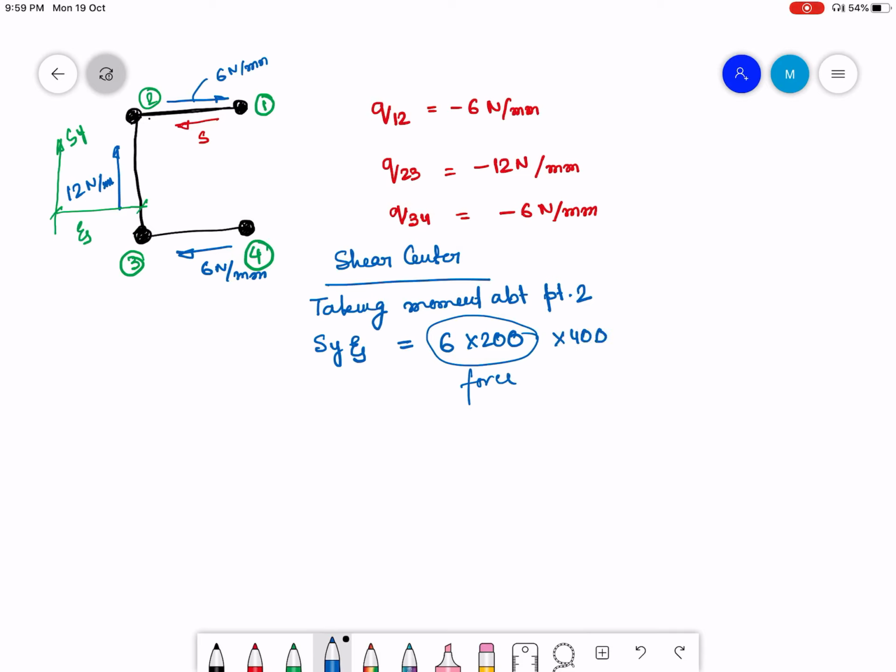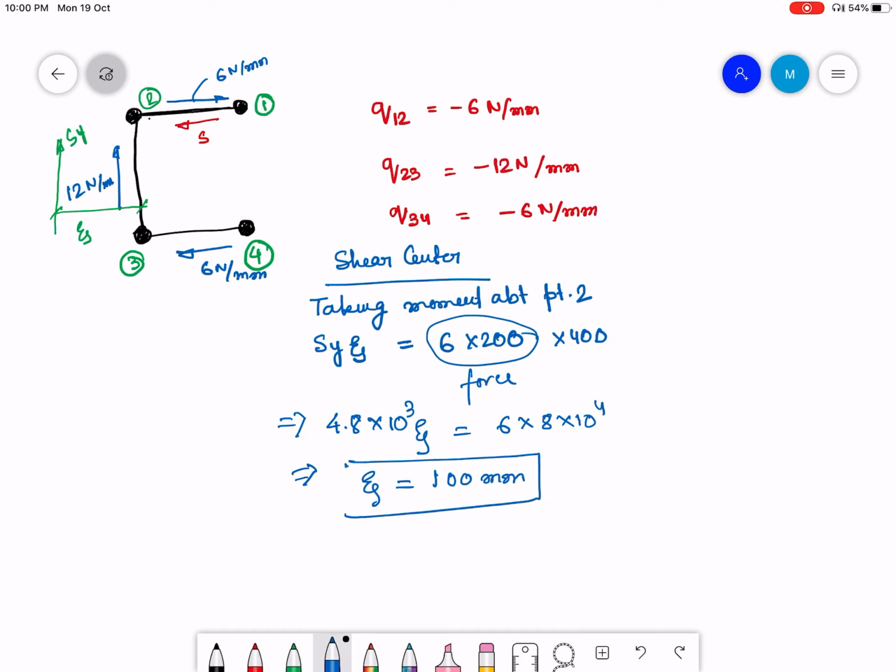Therefore I have 4.8 into 10 to the power 3 times zeta is equal to 6 into 8 into 10 to the power 4. If I solve this, I should get zeta as 100 millimeter, which is going to give me the location of the shear center. So this problem is done.